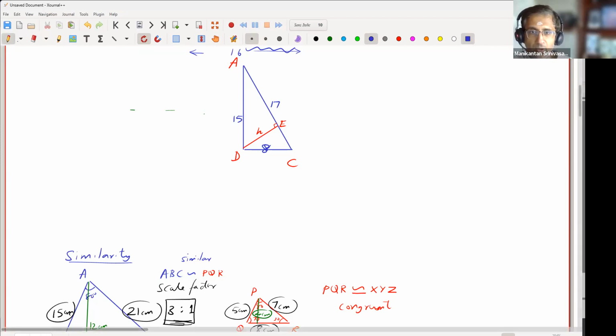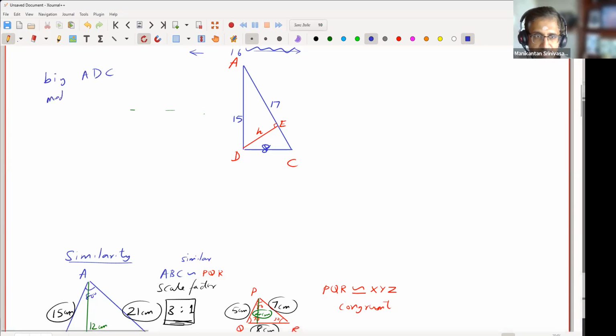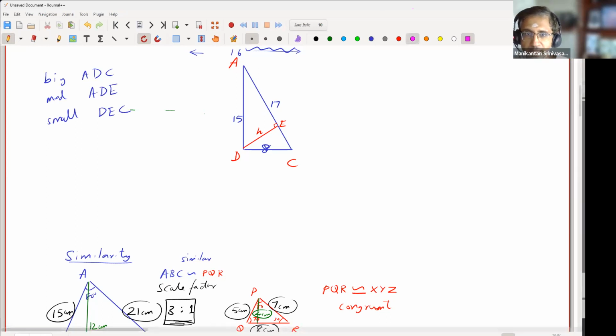Now I know there are three triangles here. The big triangle is ADC, and the medium triangle is ADE, and the small triangle is DEC. And then here you also have corresponding angles. Let's say this is my theta, and this is my 90 minus theta. Therefore you'll have this as theta, and this will be 90 minus theta as well.